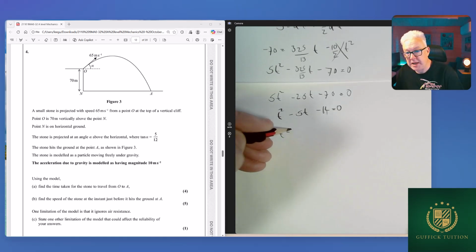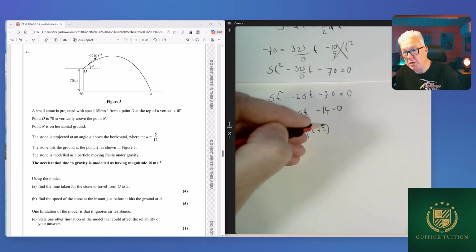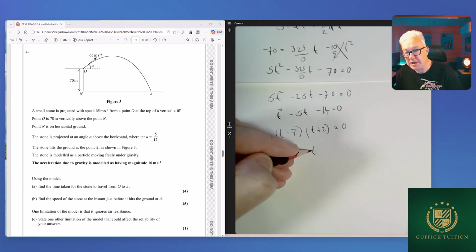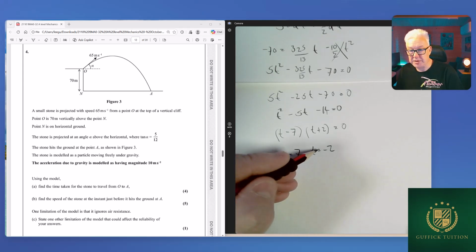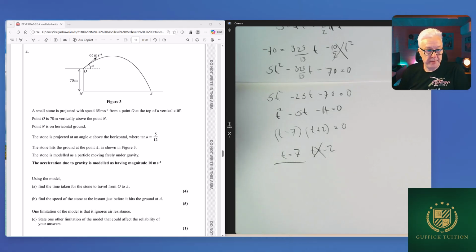So that is t minus 7 and t plus 2 equals 0. So t is equal to 7 or t is equal to minus 2. Now the time is greater than 0, so we don't want that solution, so t is 7. So that's part A done for 4 marks. Quite a nice 4 marks there.